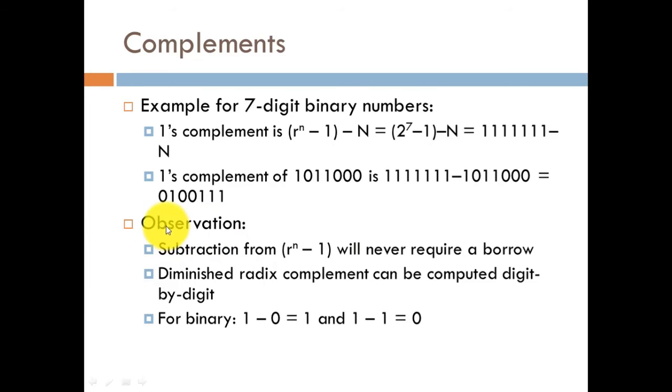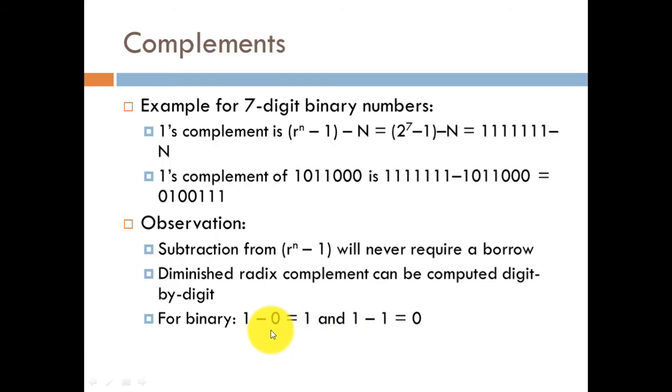So here are some of the specific observations that need to be addressed. So what are those observations? Subtraction from r to the power n minus 1 will never require a borrow. This is our first observation. Second, the diminished radix complement can be computed digit by digit. That is, we had already seen that we need to calculate the complement value by computing digit by digit. For binary subtraction, 1 minus 0 will be equal to 1 and 1 minus 1 will be equal to 0. So these are the observations.